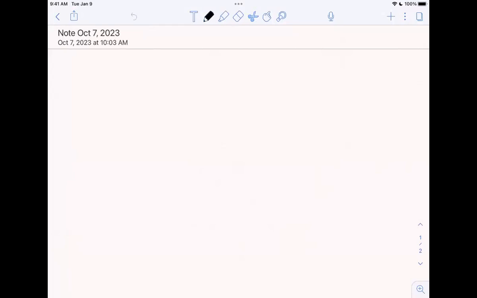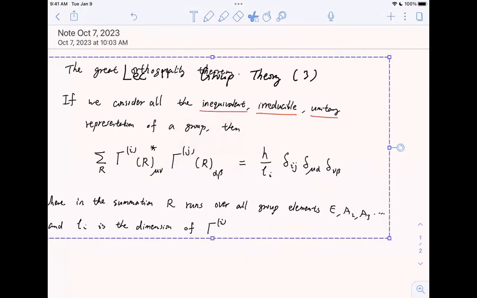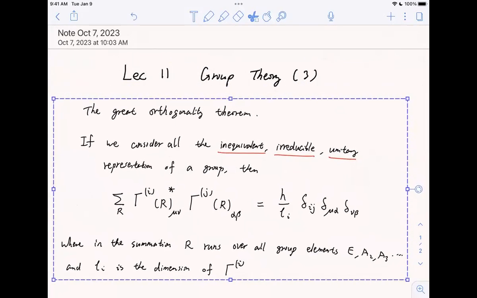Good morning, everyone. Today we come to lecture 11. We still are on group theory, and this is the third lecture on group theory. To begin with, let's review what we learned last time.